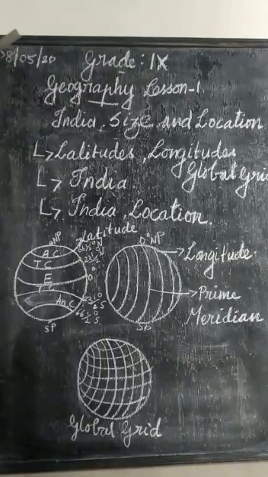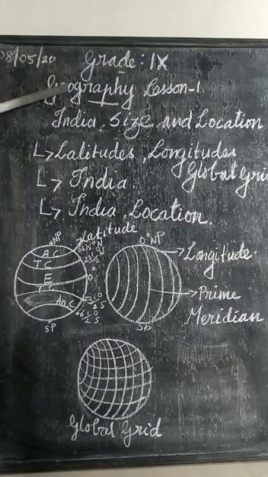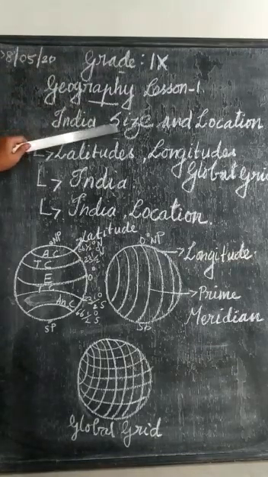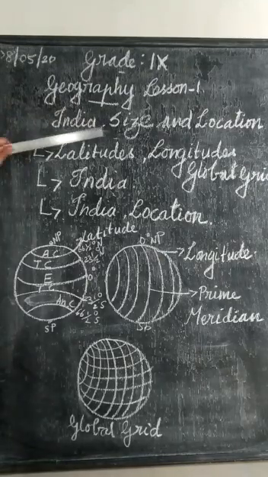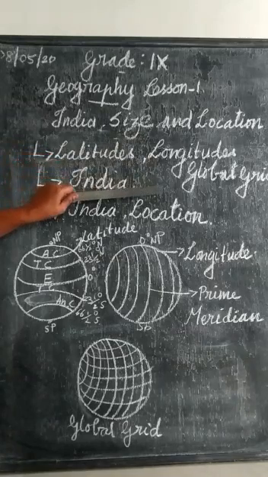Good morning students. Today we will learn about grade 9 Geography chapter 1, India size and location. Before entering that concept, we will discuss latitudes, longitudes and the global grid.